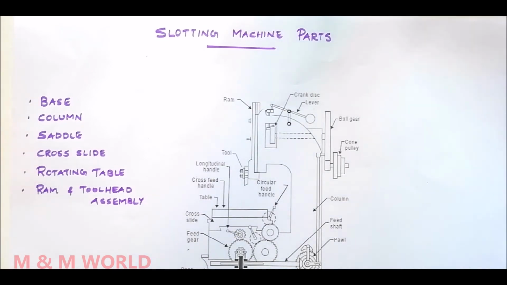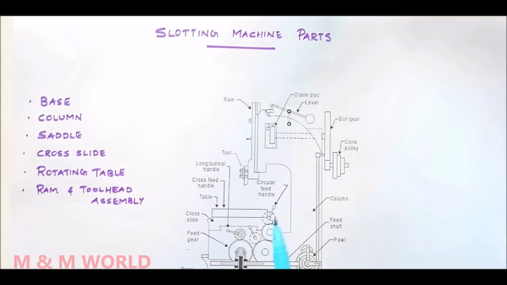Then the third one is saddle. So the saddle is mounted upon the top of the guideways on the bed, and it may be moved towards or away from the column either manually or automatically. And the top face of the saddle is accurately finished to provide guideways for the cross line. And these guideways are perpendicular to the guideways on the table.